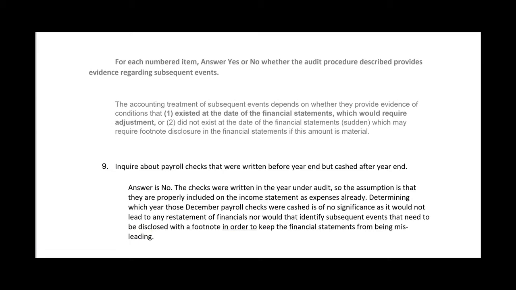So whether those checks were cashed in the year under audit or in the subsequent year, we wouldn't have to inquire about that as far as subsequent events go. The only time we'd be interested in what year those checks were cashed would be if we were doing a bank reconciliation and then those checks might be outstanding at year-end.